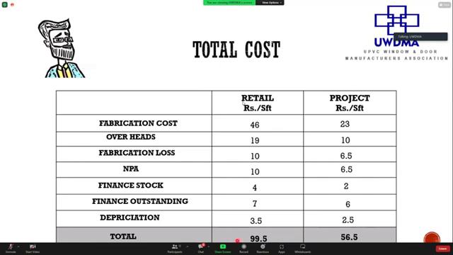So what is this 99.5? Apart from your raw material cost, let's consider this is 100 rupees per square feet, at least you must keep that. I'm talking about apart from the raw material, and after this cost only, you must add on your margins. Installation cost is different, of course.